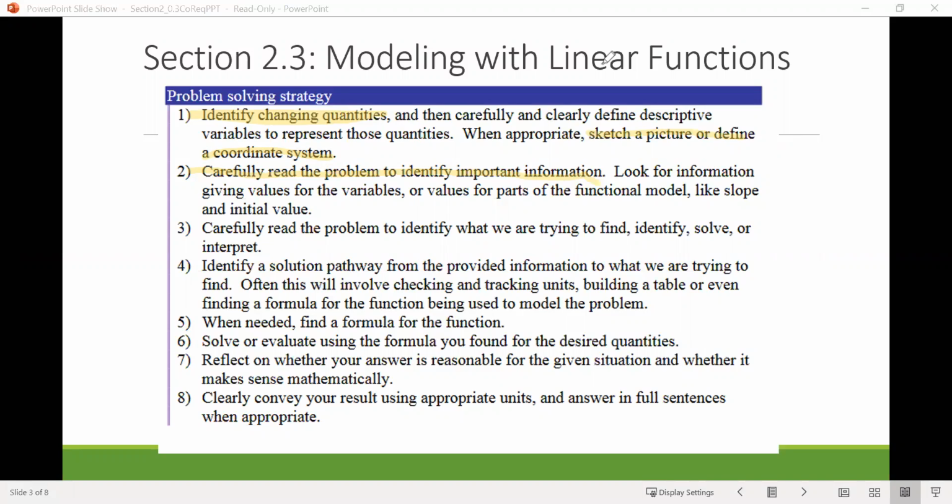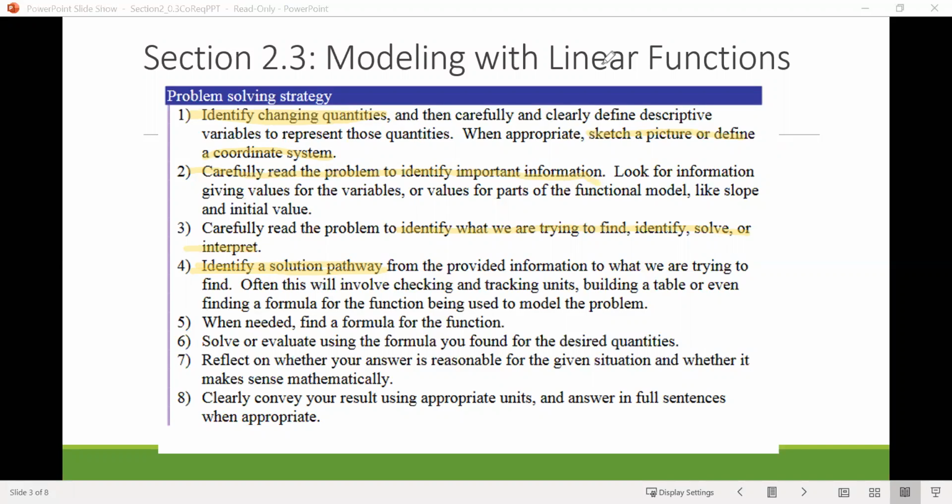Also, reading the problem, identify what you're trying to find, solve, or interpret. I find that this is a part that a lot of students get tripped up on, trying to just figure out what it is you're looking for. Often, once you know that, then going about the problem can be much more straightforward. Another one, once you've collected all that information, before you start setting up equations or doing any calculations, is to identify a solution pathway. So basically, think about what you are going to do to solve this problem. What's it going to take?